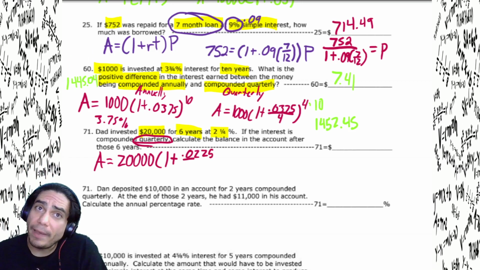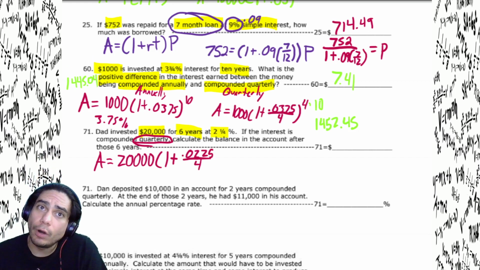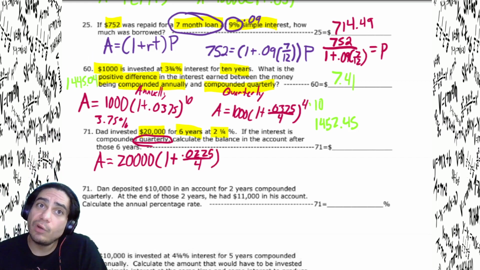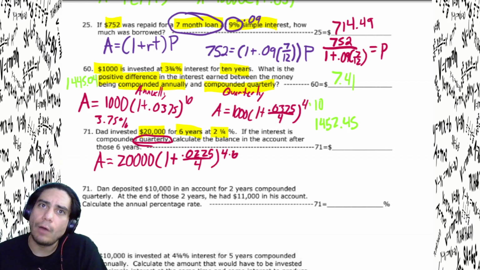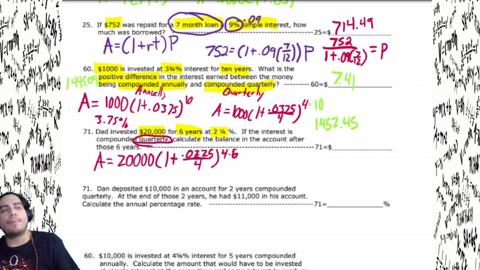0.0225. Compounded quarterly means we're going to divide it by 4. Remember, that's a 2. And then we're going to raise it to the 4 times 6 power. So let's go ahead and do that problem.